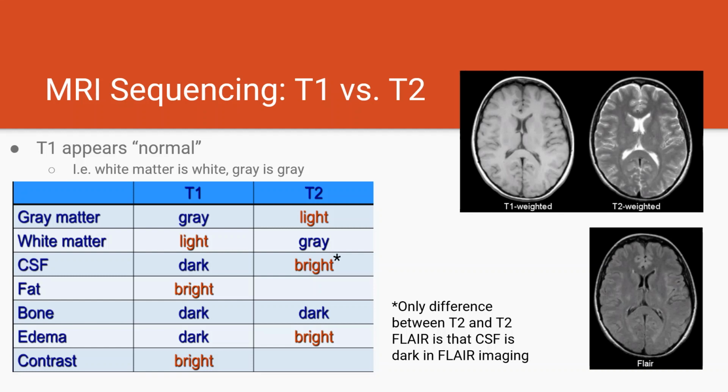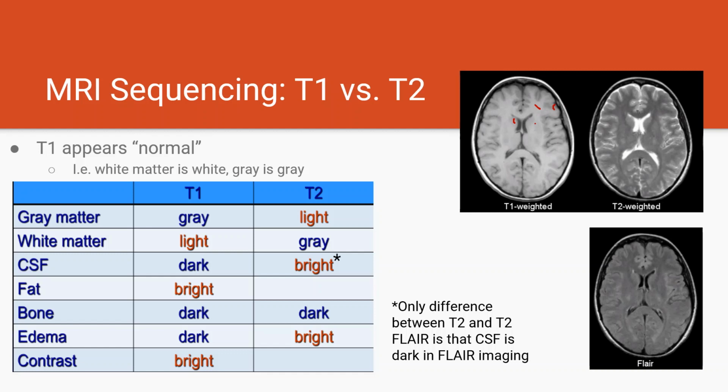If you want, you can try to memorize this table, but I always found it easier to just remember that the first scan, T1, basically appears normal. And by this, what I mean is that areas of gray matter, such as the basal ganglia, down in here, the cortex, stuff like that, is gray. And then, contrarily, areas of white matter are white. So again, T1 is basically normal.